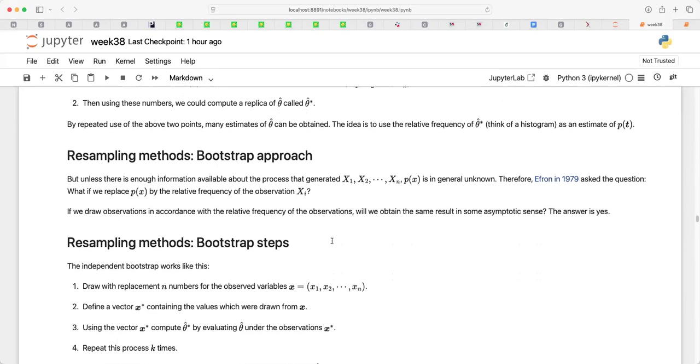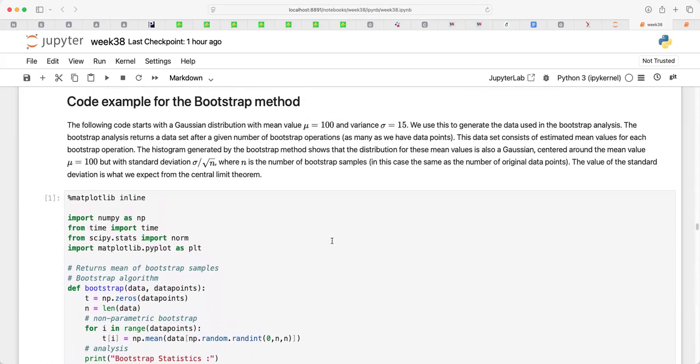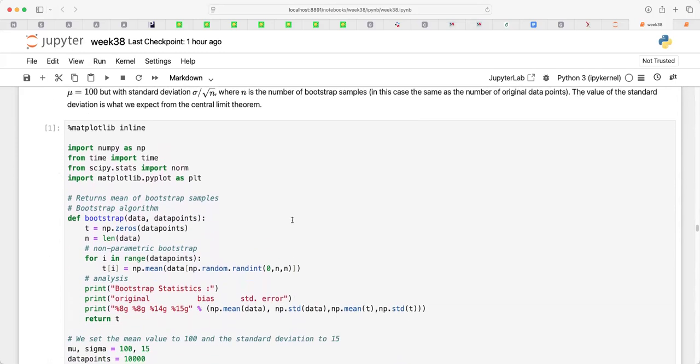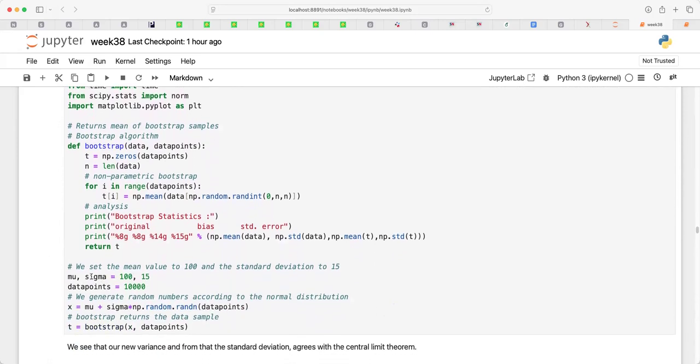Now, the implementation of that is an example code, which you will see in the lecture notes. So this is a simple implementation of the bootstrap method. What we are doing now is to set up 10,000 points for a Gaussian distribution. I'm going to have a mean value equal to 100 and a standard deviation equal to 15. So I'm calling the mean value 100. You will see that what I'm doing here is to set up the original mean value and the sigma, and I do 10,000 data points.